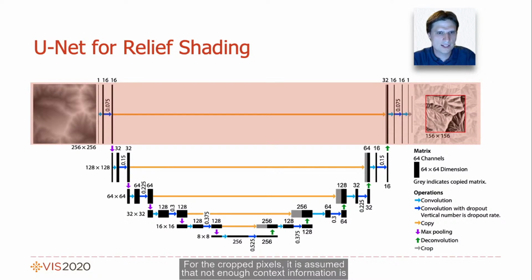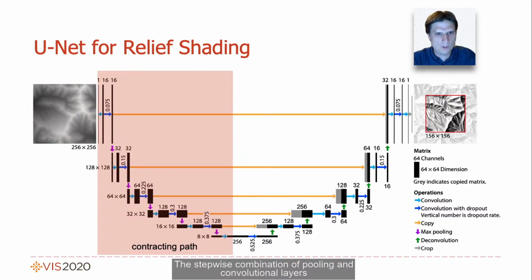For the cropped pixels, it is assumed that not enough context information is present to enable the neural network to make correct predictions. A sequence of convolutional layers alone is not able to capture enough context to make informed predictions. Hence, convolutional neural networks typically also employ pooling layers to gradually generate compact representations of the input image. The stepwise combination of pooling and convolutional layers make up the so-called contracting path of the U-Net.